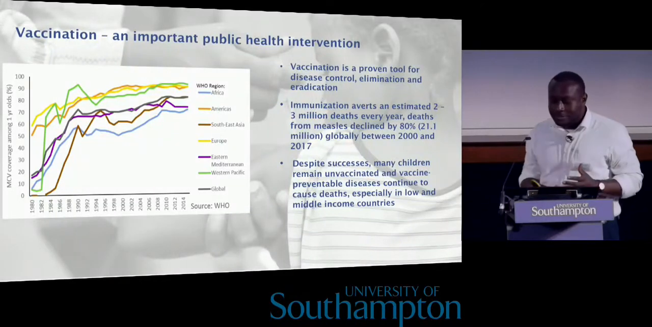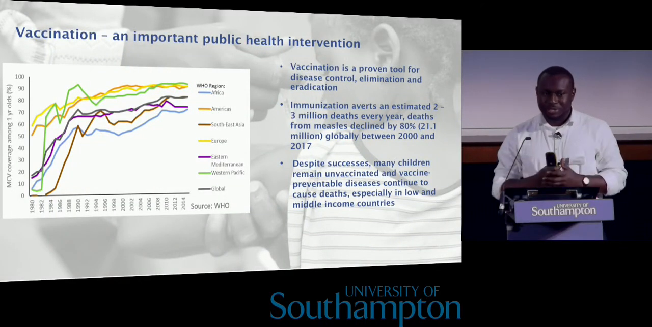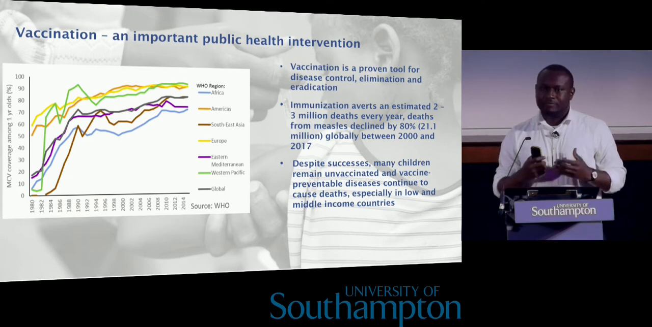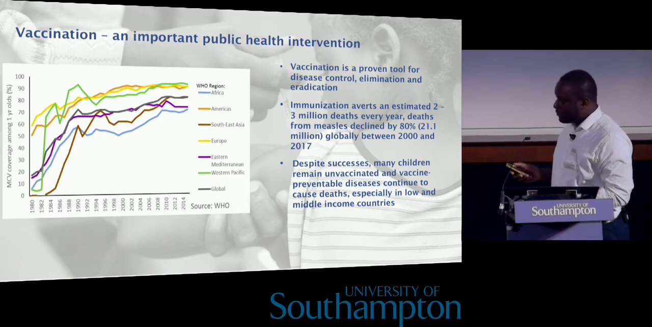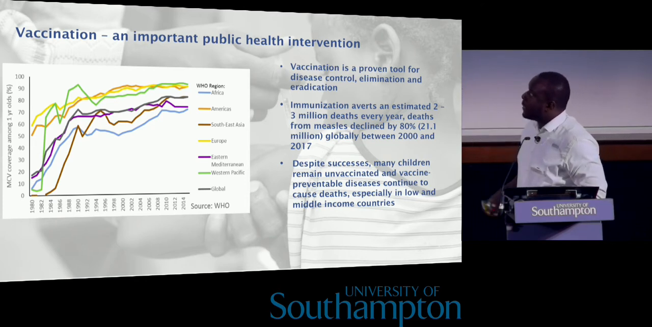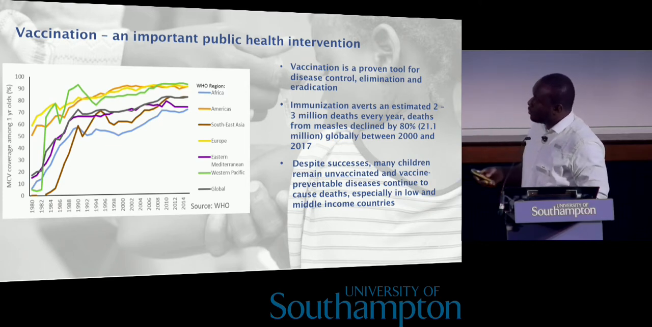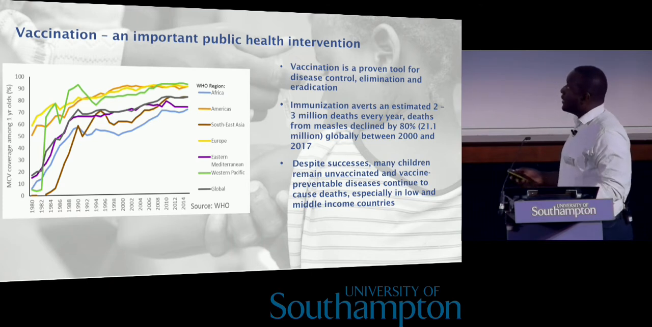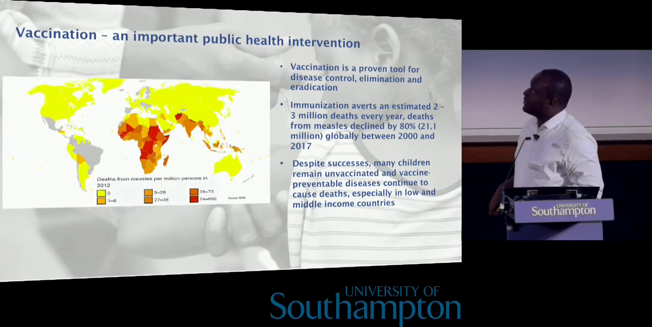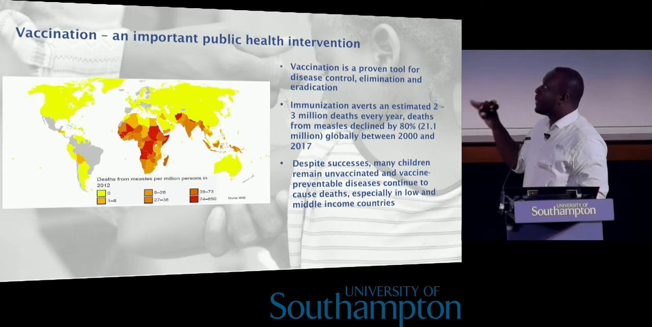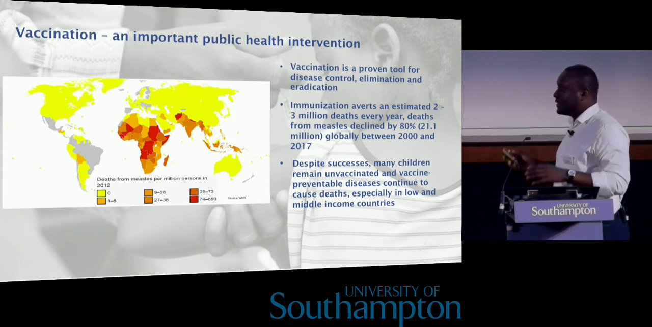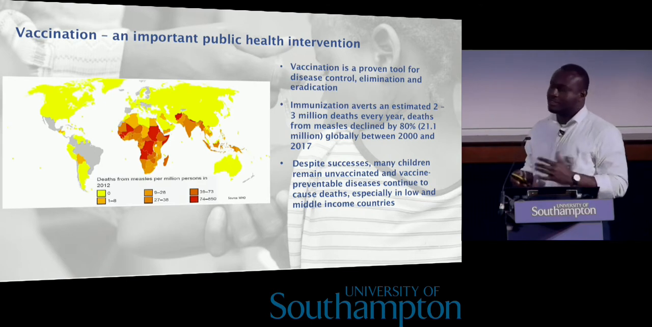But despite these successes, we know that many children around the world remain unvaccinated, and vaccine-preventable diseases have continued to cause deaths in children in low and middle-income countries, as we can see on this plot here, which shows the coverage of measles vaccination among 1-year-olds in different parts of the world. And we can see that Africa is lagging behind compared to other parts of the world. And we can also see in this map, which shows deaths from measles around the world, that most of the burden of measles is concentrated in Africa and Southern and Southeast Asia. And this explains why we focus on low and middle-income countries in our work.